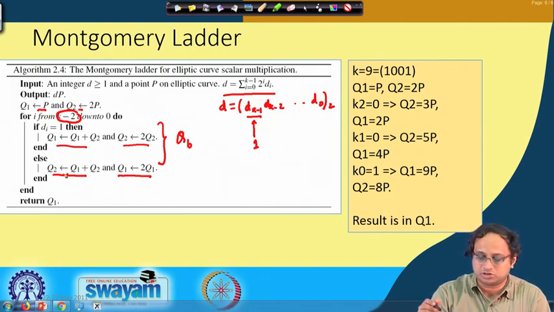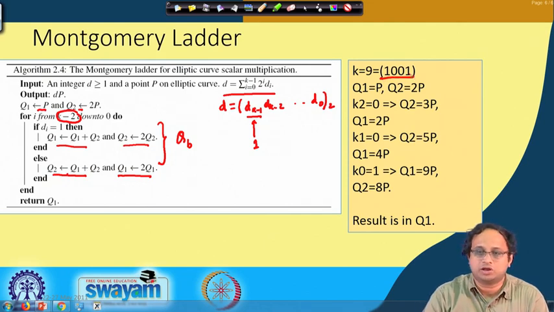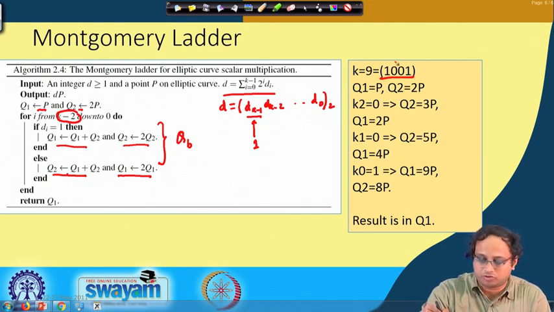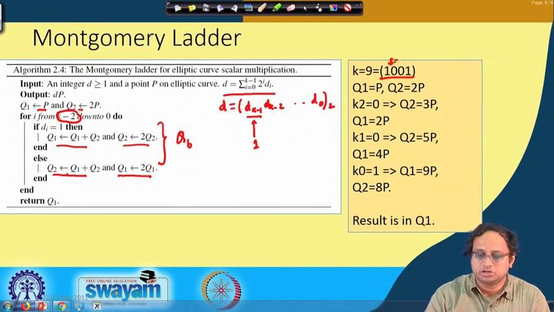It works correctly. So, let us take an example. Suppose your key is 91001. That means we will start processing from this 0. Our initialization is Q1 equal to P and Q2 equal to 2P.